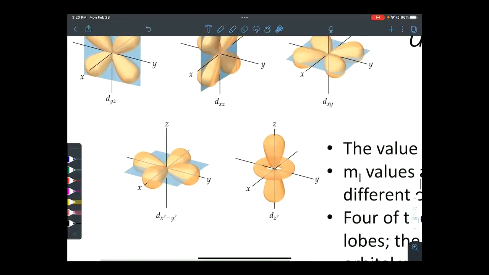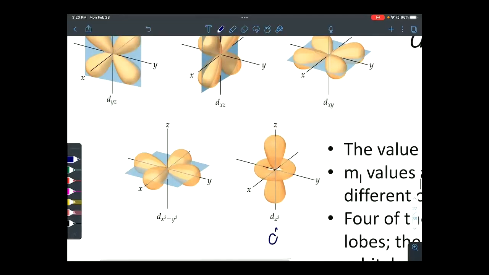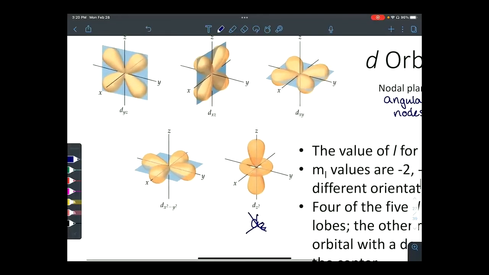And then finally, the last one that kind of looks like a p orbital with a belt on it, we call this dz squared because it lies on the z-axis, but because it's a d orbital, it exists on a plane and not an axis along the z-axis here. We call it dz squared. So that means a dz orbital does not exist, okay? Just a dz does not exist. We call it dz squared.